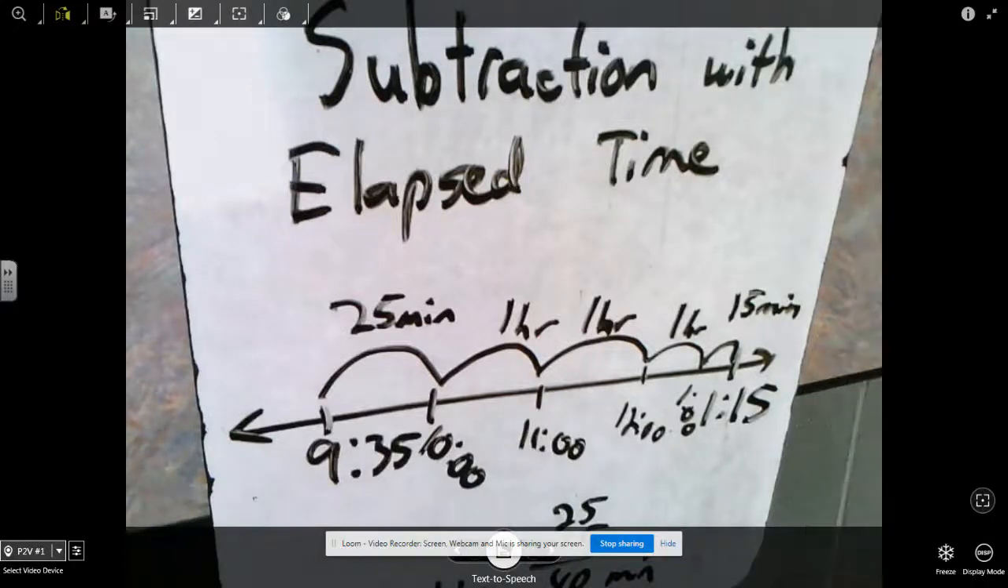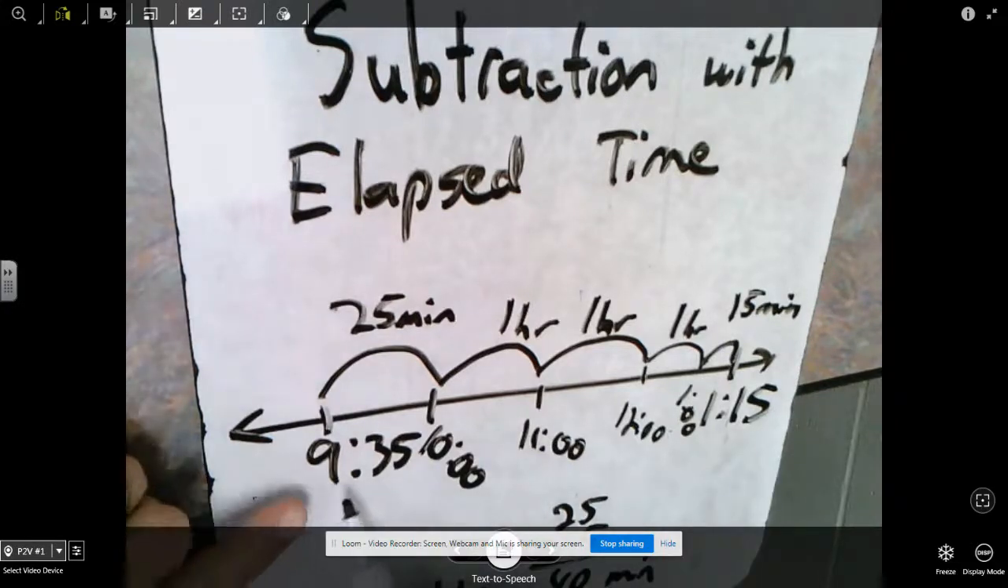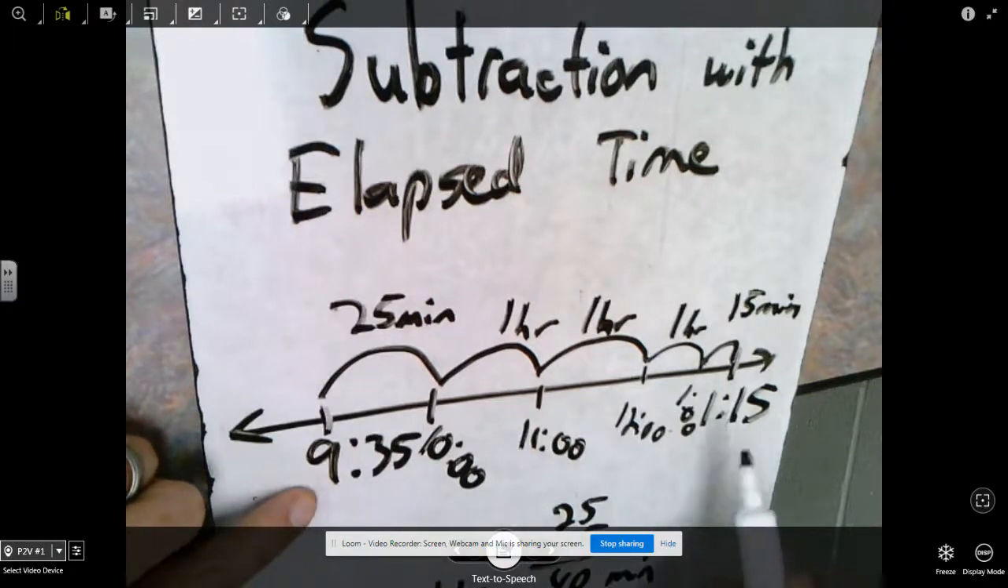Okay, so this is a quick video reviewing elapsed time, and I'm going to show you mainly how to subtract to solve elapsed time because I think it's a quicker and easier way of doing it. So last year you were taught to draw out a number line. So you'd have 9:35, let's say we're going from 9:35 a.m. to 1:15 p.m.